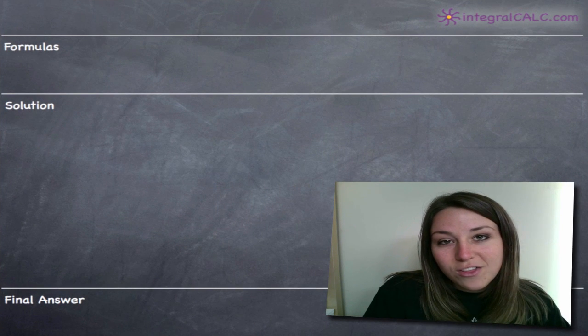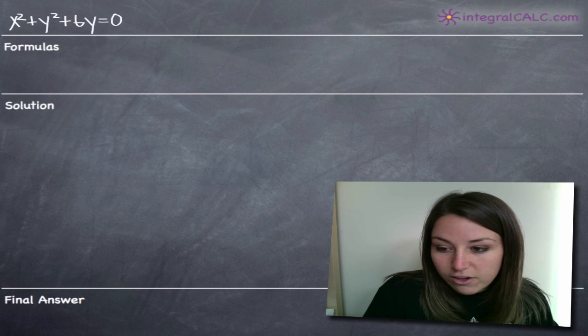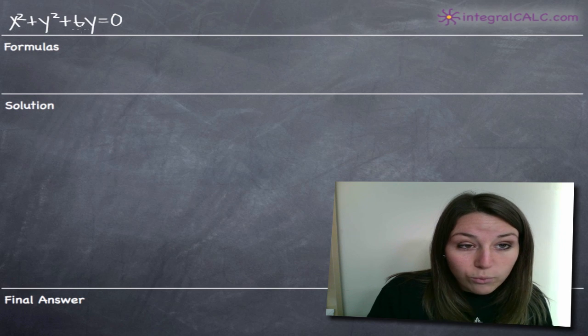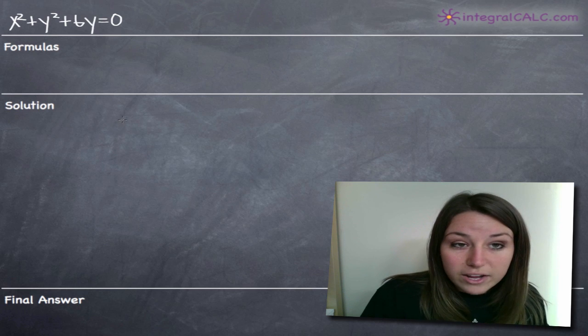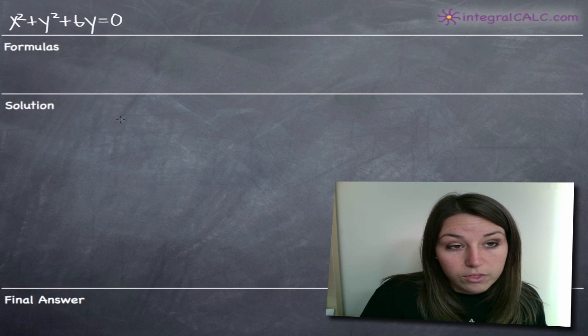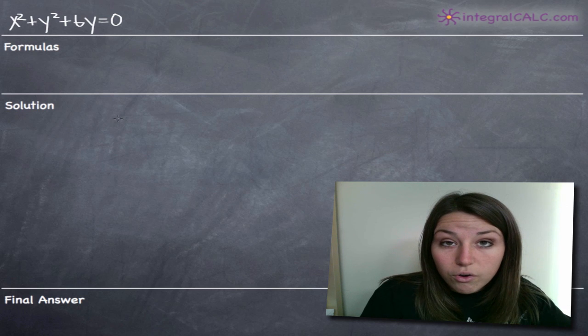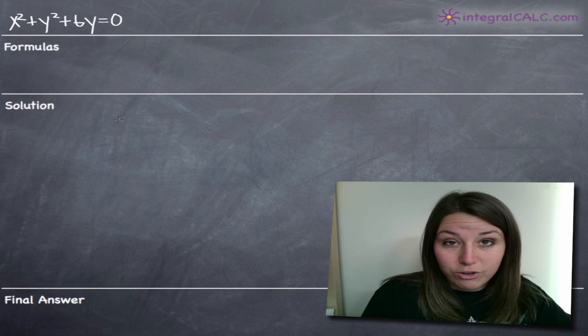Today we're going to be doing another example about how to find the graph of a circle given the equation of the circle. So the equation that we're given is x squared plus y squared plus 6y equals 0. And in order to sketch the graph of this equation, the first thing we're going to be looking for is the center of the circle and the radius of the circle. If we have those two pieces of information, we can draw the circle.